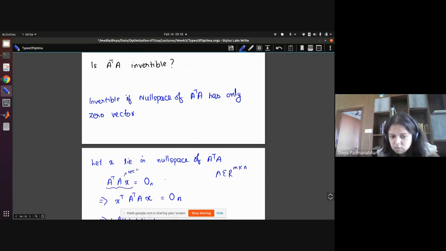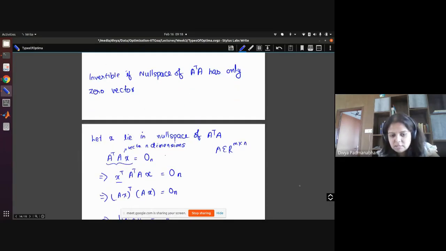Now if you take that vector and take the dot product with x again, you're still going to get zero, because this was a zero vector. If you take a dot product of a zero vector with some other vector, you still get zero. But this term is nothing but the transpose of Ax times Ax. So (Ax) transpose (Ax) is 0.